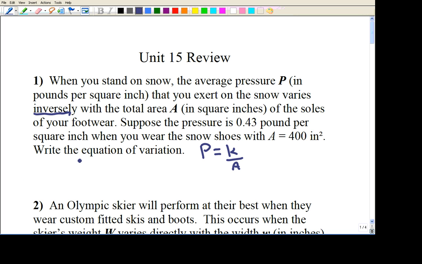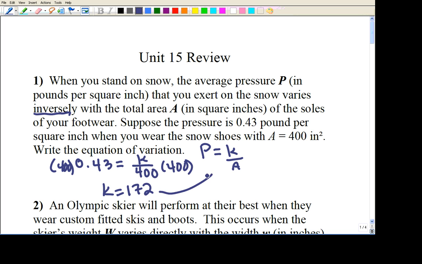So if the pressure is 0.43, we don't know what K is, that constant of variation, and the area is 400. Then to solve for K, we can multiply both sides by 400, and we'll get a value of K equal to 172. So for that equation of variation that we're looking for, you're just taking that K and putting it back into your plain equation. So you'll get P equals 172 over A. And that's number 1.